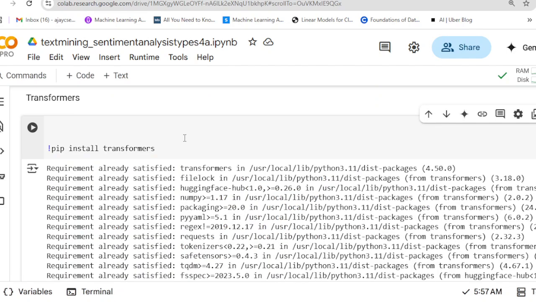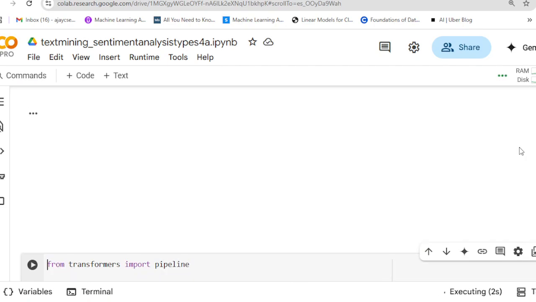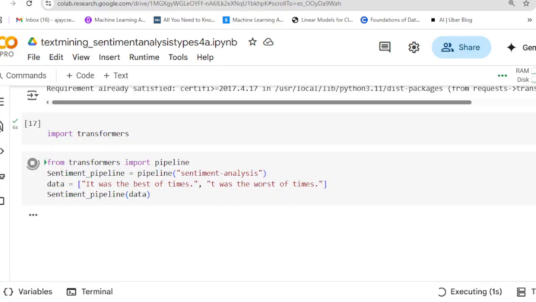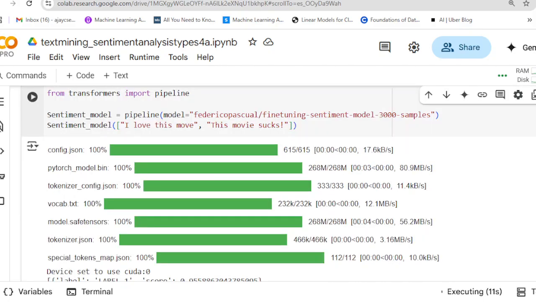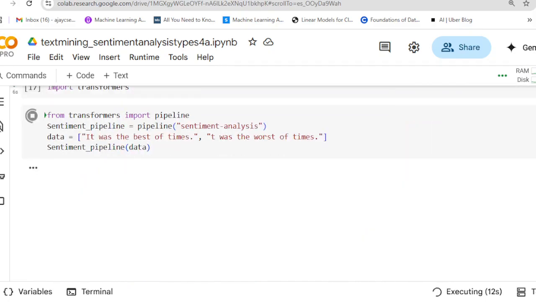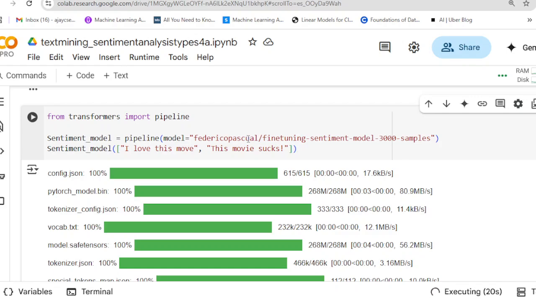This is with the transformers. From transformers I get the sentiment analysis pipeline, and then predefined models are loaded. The model that I got is a fine-tuned sentiment model trained on 3000 samples. So when I give "I love this movie" and "this movie sucks", here it shows me what the score is.